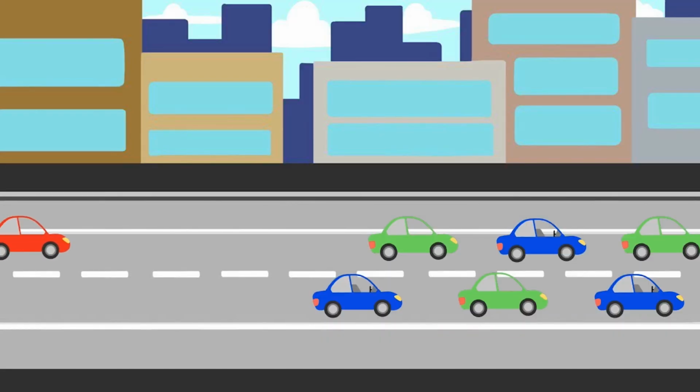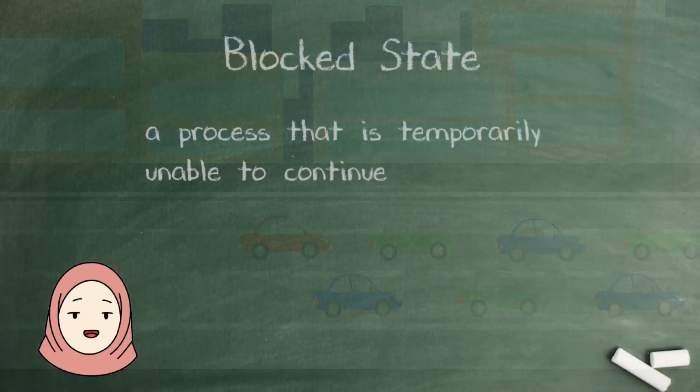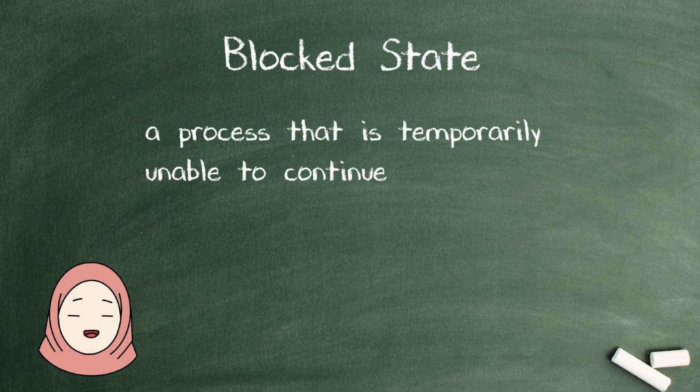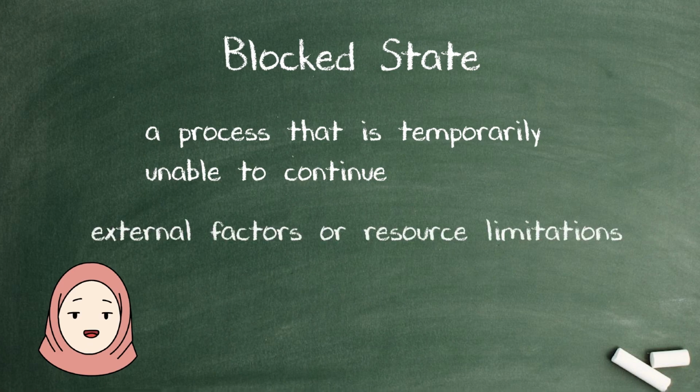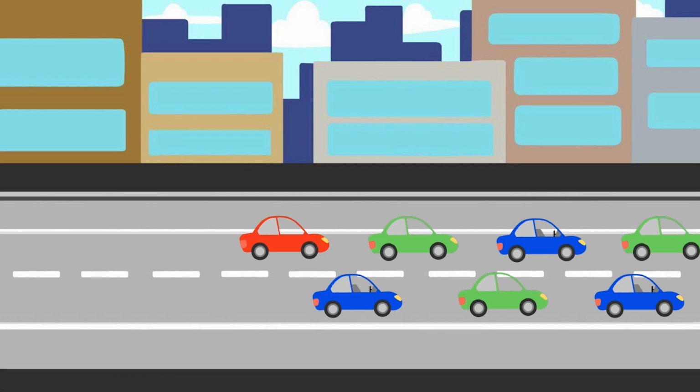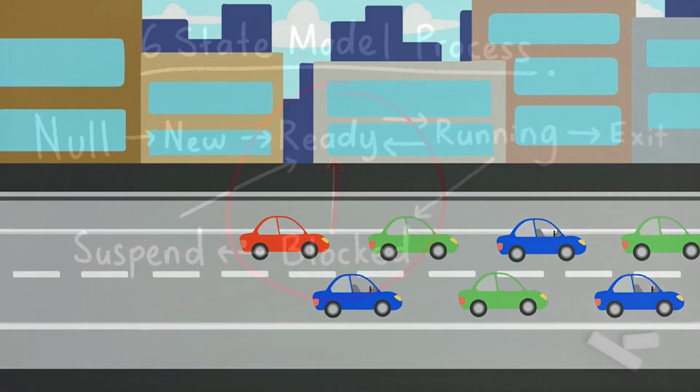Sometimes, we encounter a traffic jam or a roadblock. This situation corresponds to the block state in our process model. It signifies a process that is temporarily unable to continue due to external factors or resource limitations, much like vehicles stuck in congestion or roadblocks.